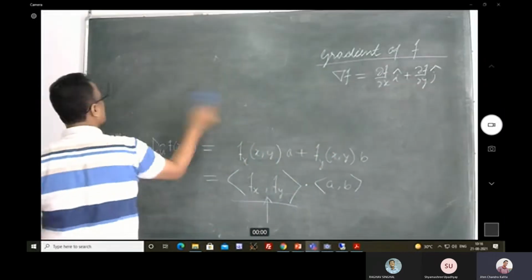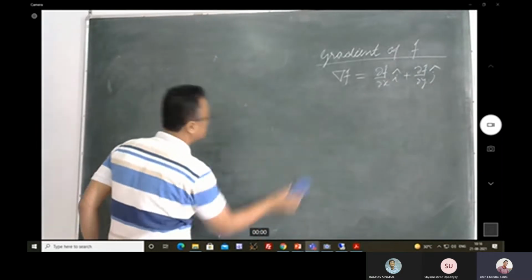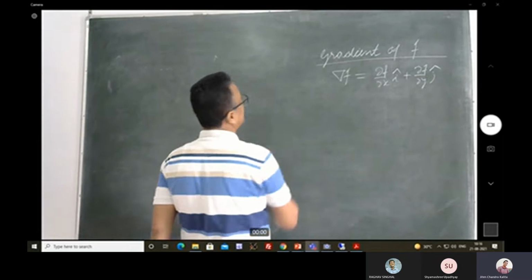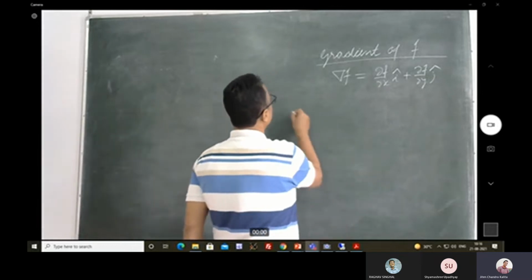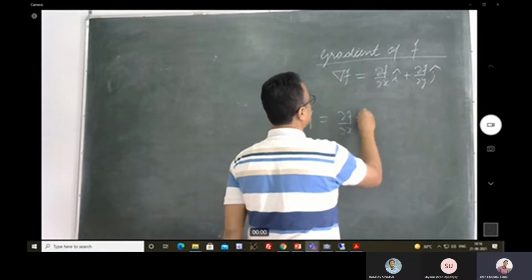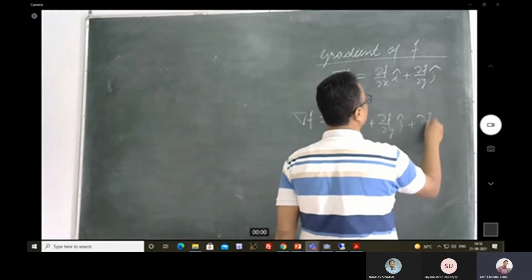Now, this is for a function of two variables. Suppose we are considering a function of three variables, where f is a function of x, y, z. Then what you will do is simply expand it to the third dimension.